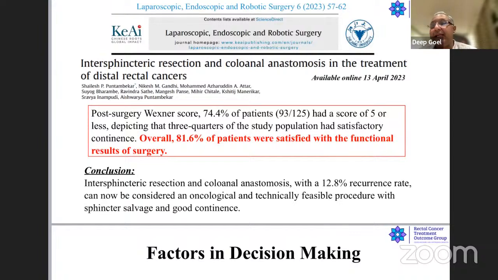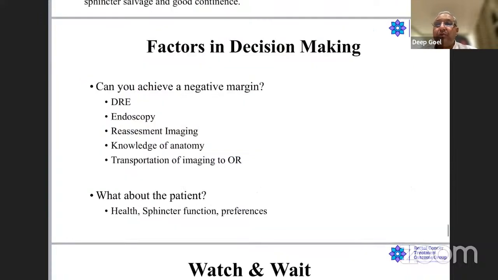But the downside is that they have not taken into account different forms of ISR, subtotal or total. What I would say is that you have to be very careful as a surgeon, that you inspect the sphincter function of that patient. You have to see comorbidities, age, and gender, because in women, most of the time the sphincter function may not be as good as in men. You need to do a proper digital rectal examination. You have to have knowledge of anatomy.